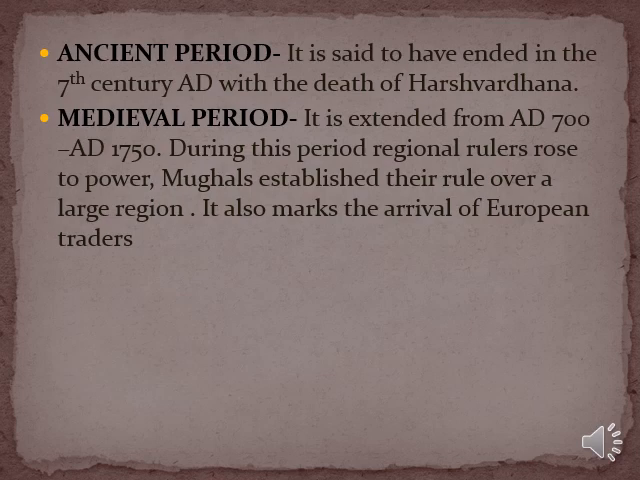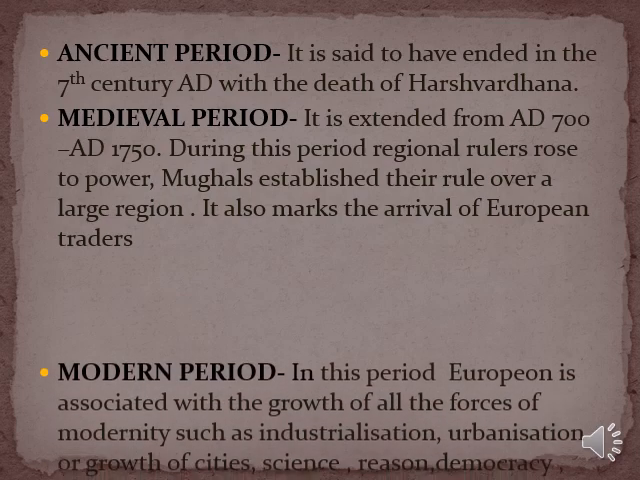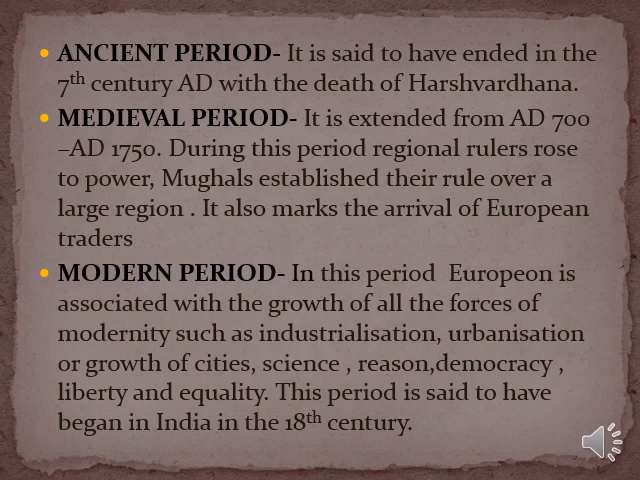During this period, regional rulers rose to power. Regional means the rulers of different parts. Mughals established their rule over a large region, means Mughals started ruling over India. It also marks the arrival of European traders. European traders also arrived in our country.